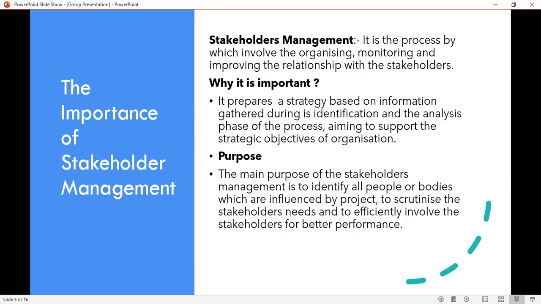Purpose: the main purpose of stakeholder management is to identify all people or bodies which are influenced by projects, to scrutinize the stakeholders' needs and to efficiently involve the stakeholders for better performance.